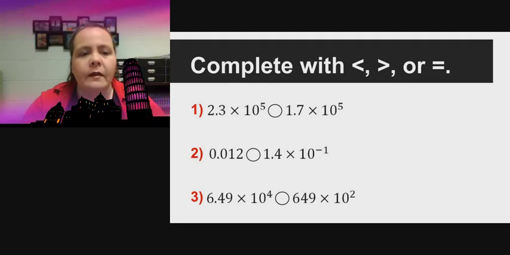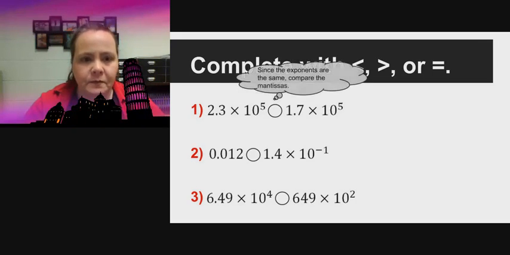Okay, let's look at number 1. We have 2.3 times 10 to the 5th and 1.7 times 10 to the 5th. The numbers are in scientific notation. We look at our powers of 10, and they are the same. And now we're going to compare the mantissas. So we have 2.3 and 1.7. Well, 2.3 is bigger than 1.7, so we should put a greater than symbol in number 1.